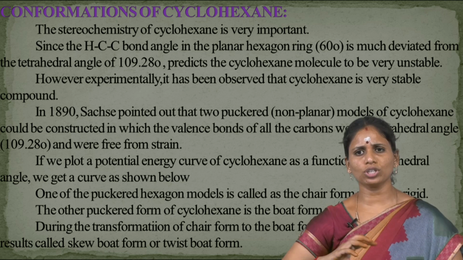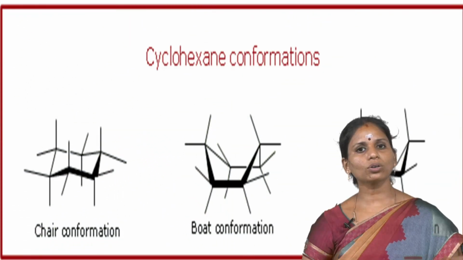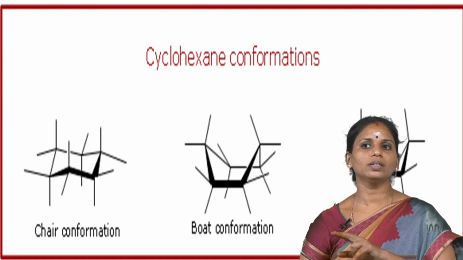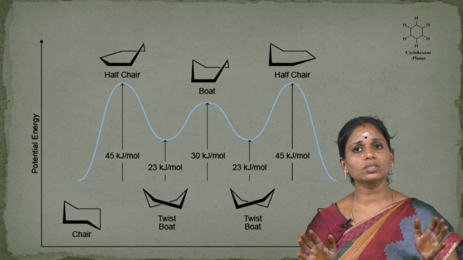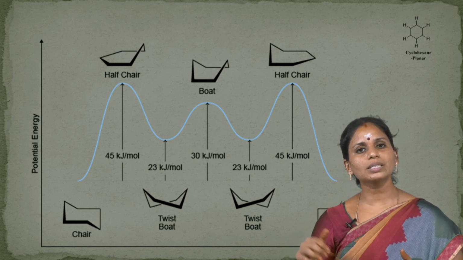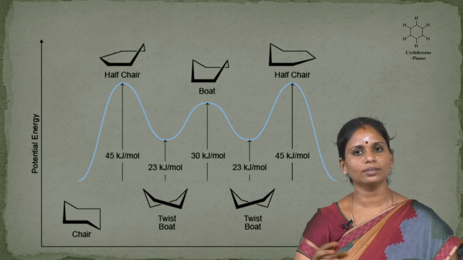During the transformations, while flipping from chair form to boat form and from boat form to chair form, we get intermediate conformations also. They are called the twist boat form or skew boat form. So these are the three pictures which depict the chair form, boat form, and twist or skew boat form. Of these three, the most stable one is the chair conformation, because the steric hindrance is much lesser when compared to the other two forms.